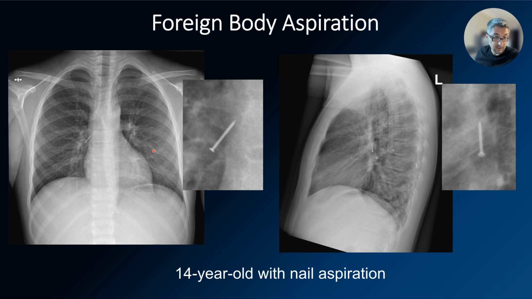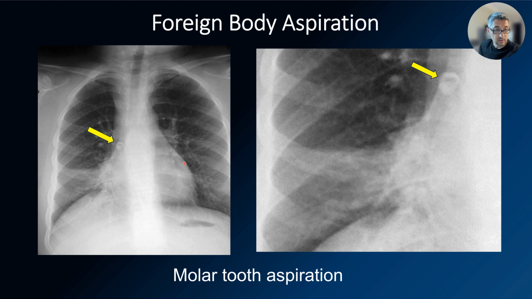And if you're lucky, you are able to see the foreign body directly on the X-ray. This happens usually when there is bone or tooth or a metallic foreign body like this, but most of the time we don't see it. So for example, here there is a tooth, molar tooth aspiration, and because the airway is partially obscured, it is causing atelectasis.